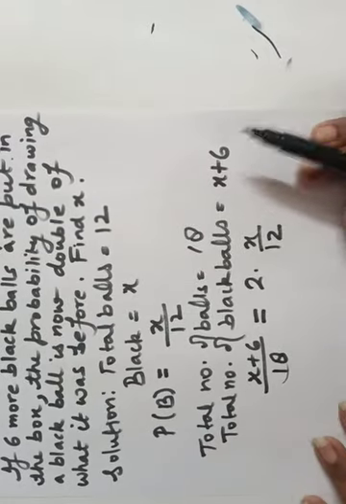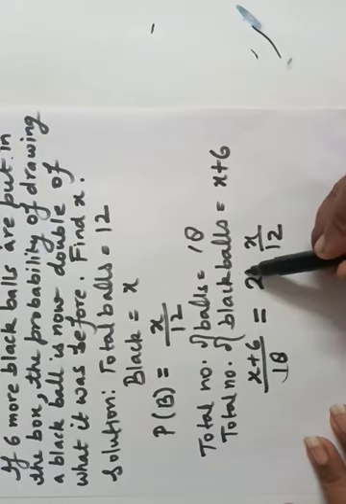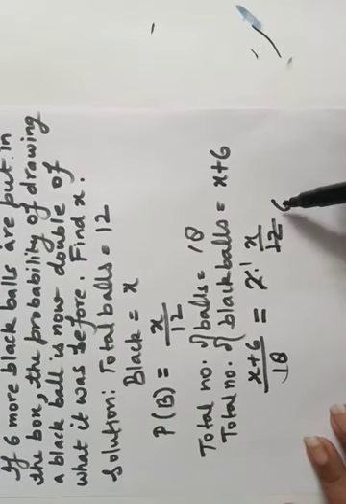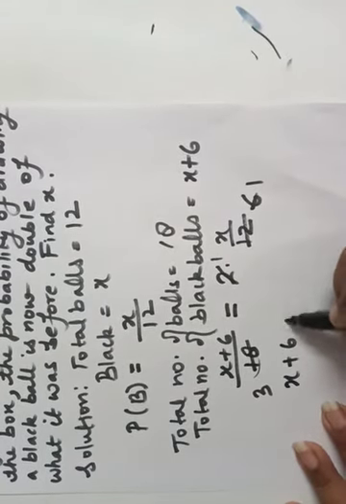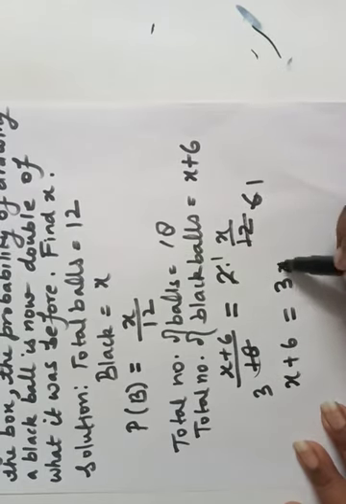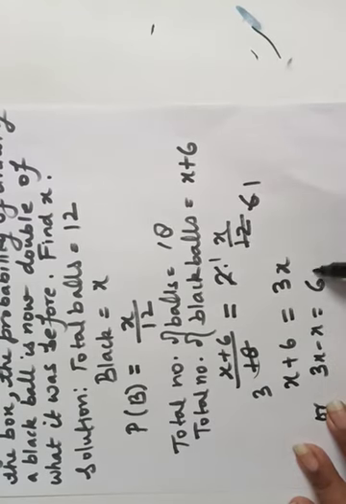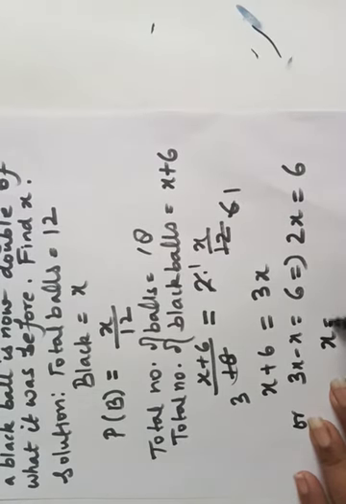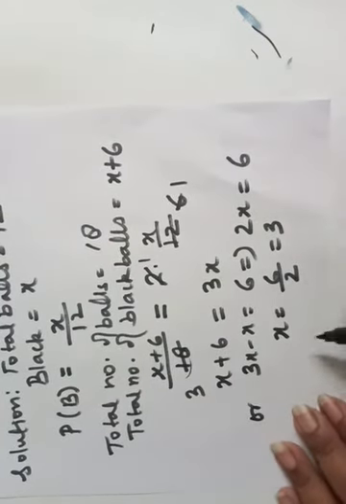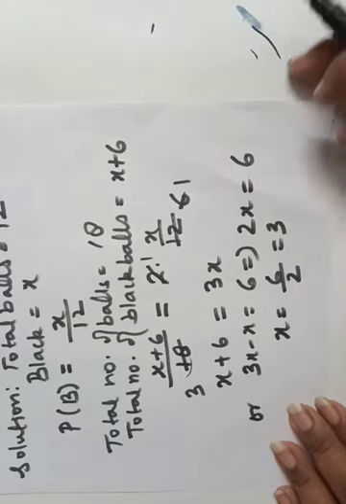So let's solve this. Both are multiples of 3, or we can say 6 twos are 12, 6 threes are 18. So x plus 6 is equal to, cross multiplication, 3x, or 3x minus x is equal to 6. It implies that 2x is equal to 6, x is equal to 6 upon 2, that is equal to 3. So we have black balls initially, that was 3. Clear?